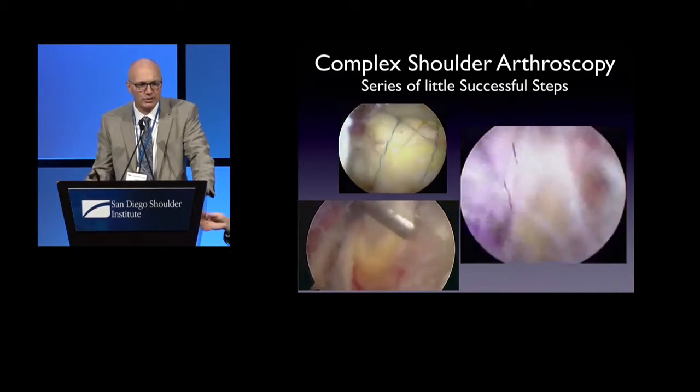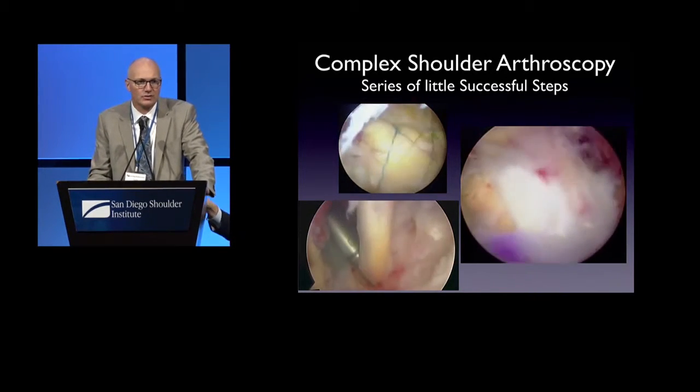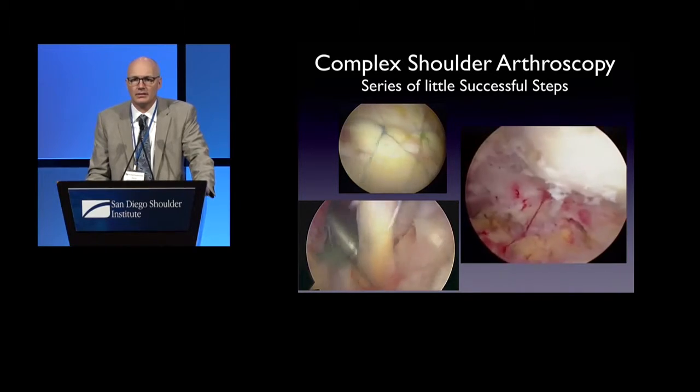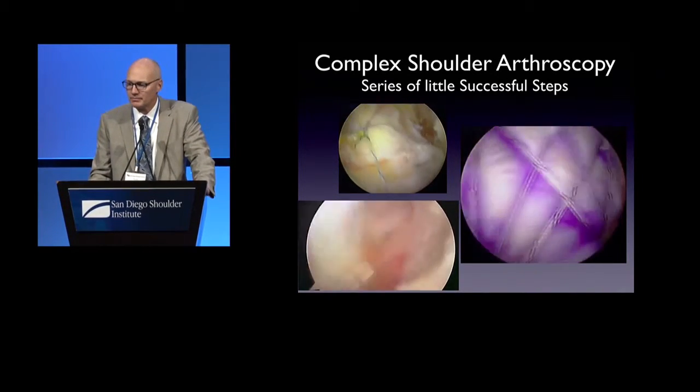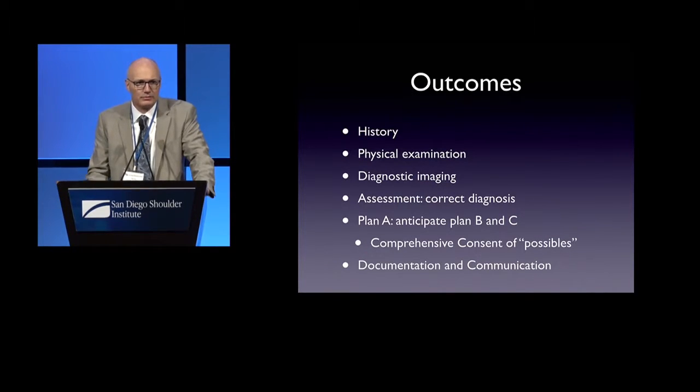So we all know that complex shoulder arthroscopy is a series of little successful steps all along the way. It's not one big thing or two big things. It's a whole bunch of little things that make it all happen. And so what really matters, I guess, in the end is the outcomes for the patient.